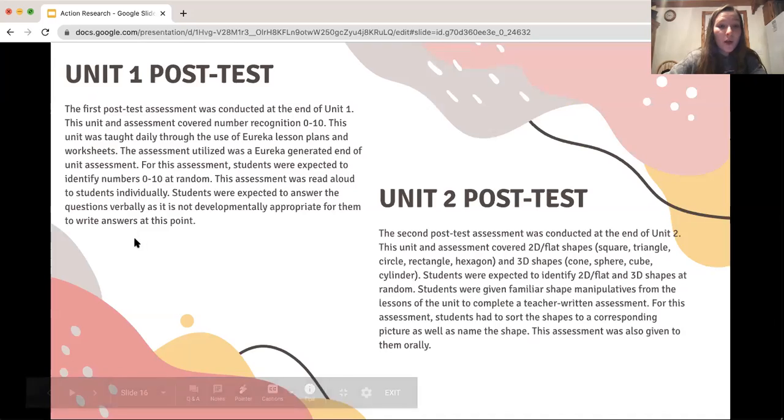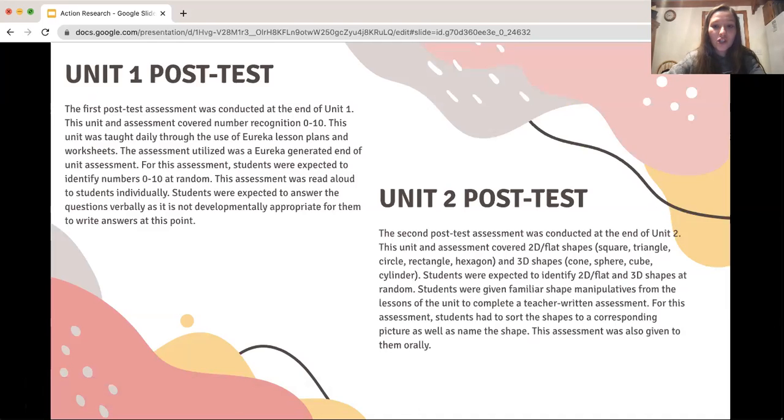So Unit 1 post-test. The first post-test assessment was conducted at the end of Unit 1 on number recognition 0 to 10. This unit was taught daily through the use of Eureka lessons and worksheets. The assessment utilized was the Eureka-generated end-of-unit assessment. For this assessment, students were expected to identify numbers 0 to 10 at random, and it was read aloud to students individually.